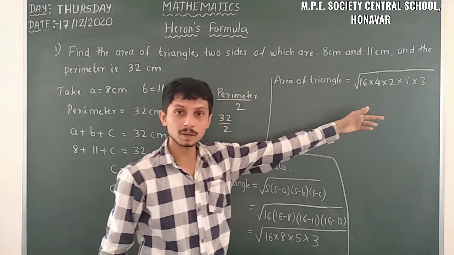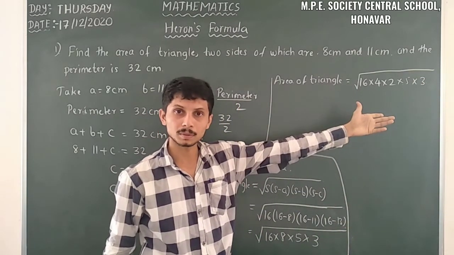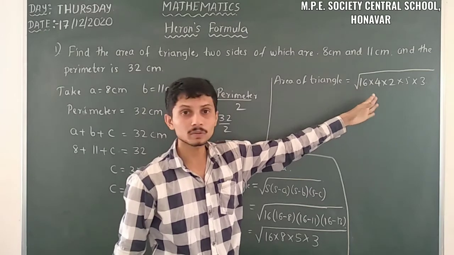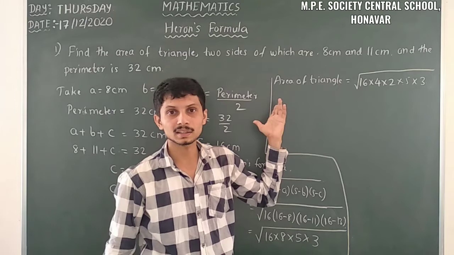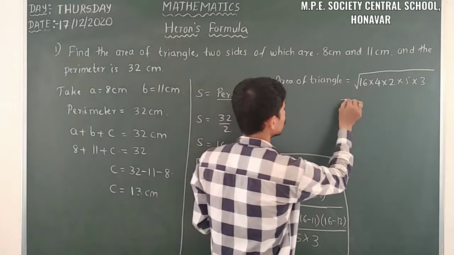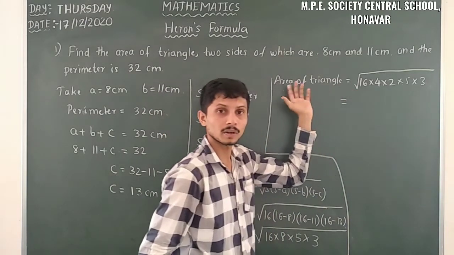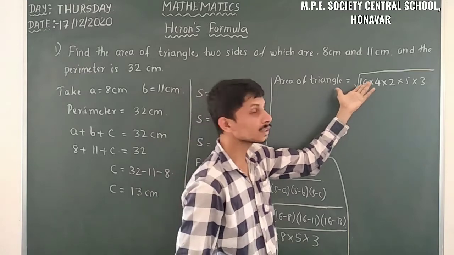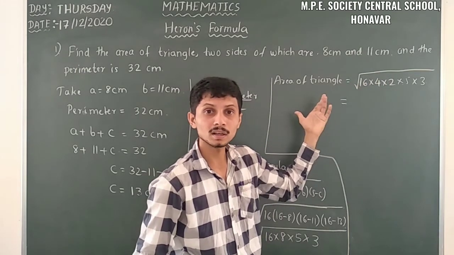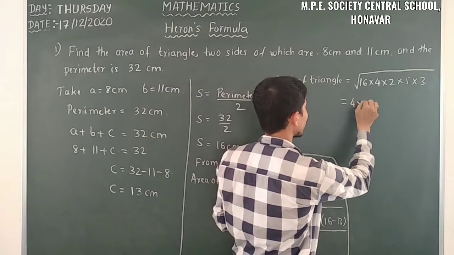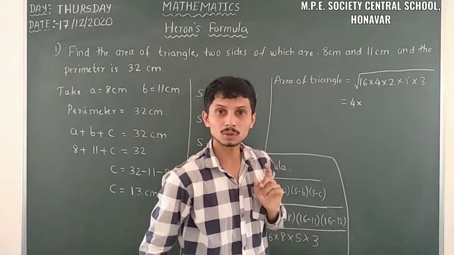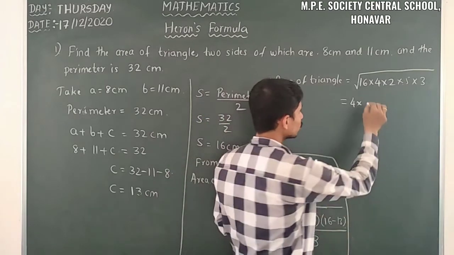So there are 5 numbers here. Which ones can we easily take out? Those that are perfect squares. So 16 we can take out from the square root sign. Square root of 16 is equal to 4 and square root of 4 is equal to 2.